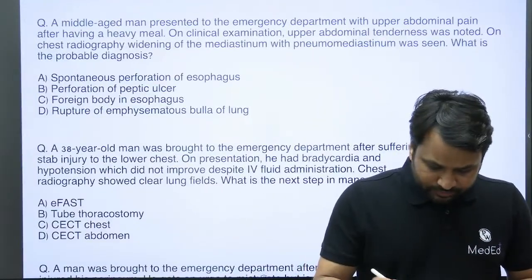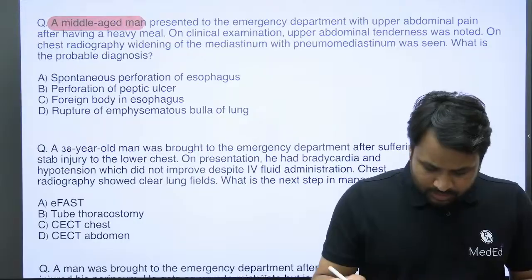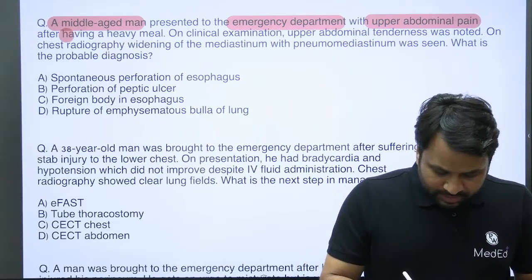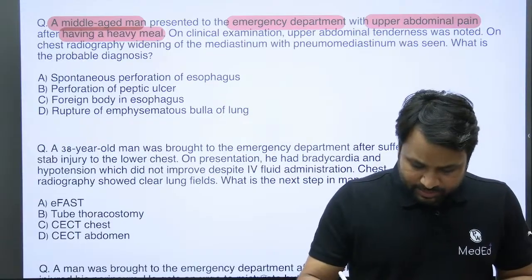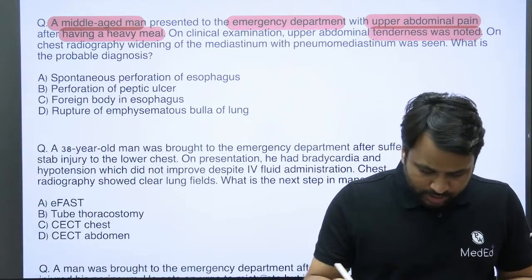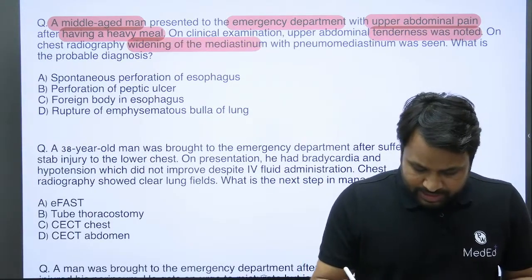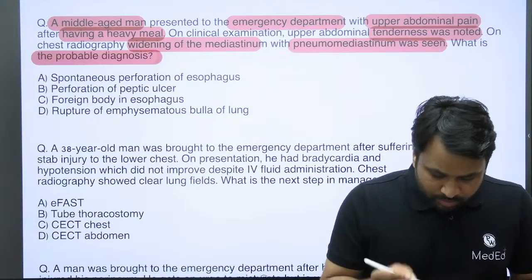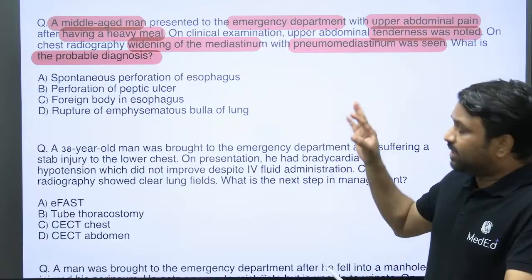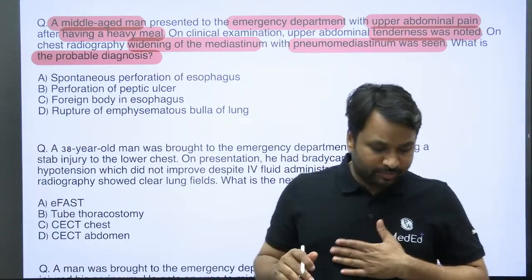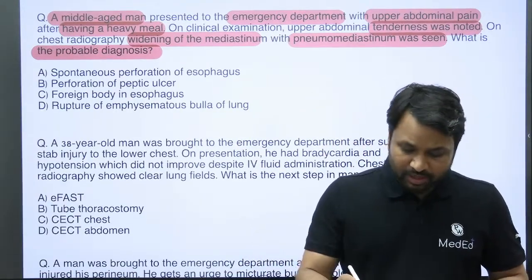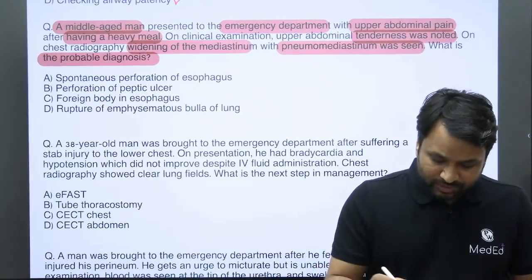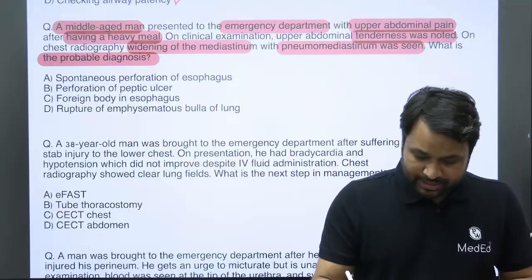A middle-aged man presented to the emergency department with upper abdominal pain after having a heavy meal. On clinical examination, upper abdominal tenderness was noted. On chest radiograph, widening of the mediastinum with pneumomediastinum was seen. Which is the probable diagnosis? You have a middle-aged man, emergency department, upper abdominal pain after having a heavy meal. On the chest radiograph, there is widening of the mediastinum and pneumomediastinum.